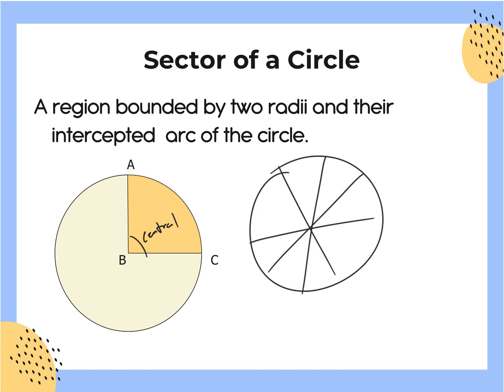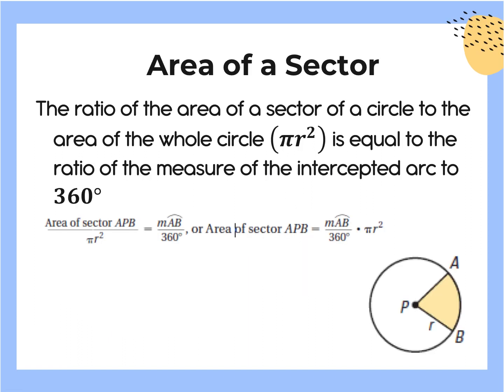Again, because it's two radii, it's kind of like a central angle because this goes from the center to the edge. So we have the area of a sector: the ratio of the area of a sector of a circle to the area of the whole circle, pi r squared, is equal to the ratio of the measure of the intercepted arc to 360. So what does this mean? It's going to be part of the area of the circle. So we have the area of sector APB over pi r squared is going to equal the measure of the arc over 360. The area of the sector APB is going to equal the measure of arc AB over 360 times pi r squared.